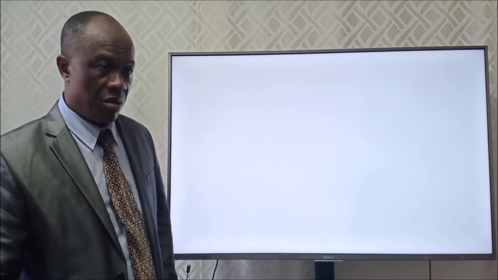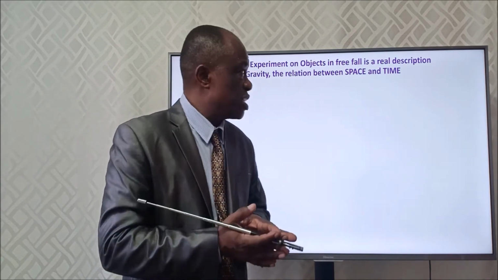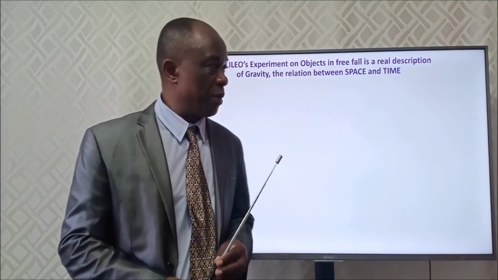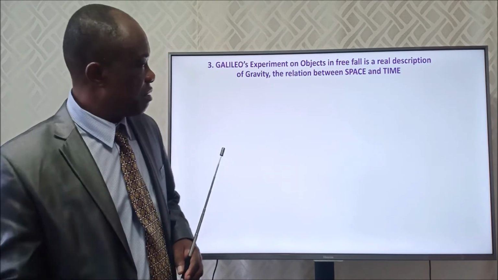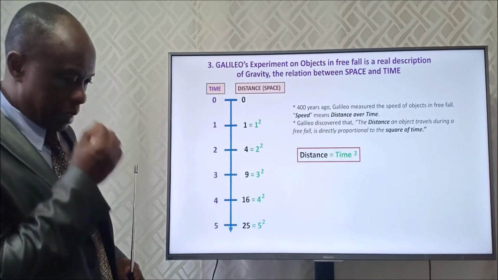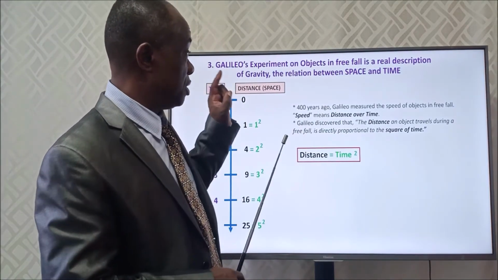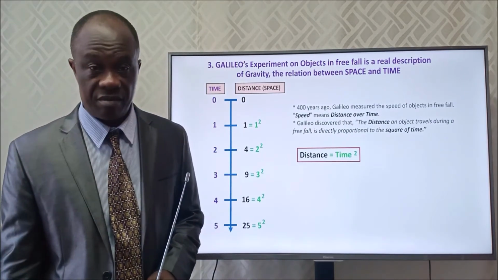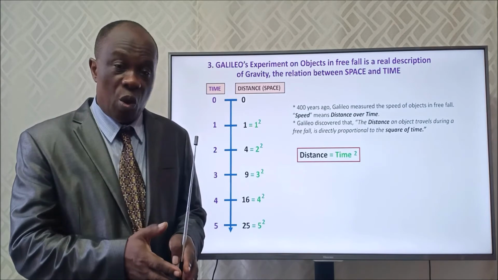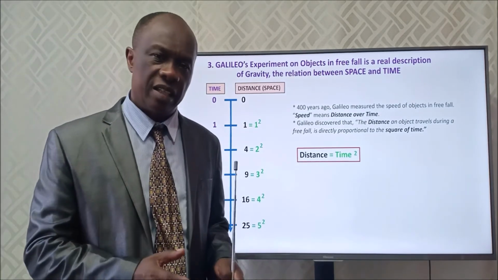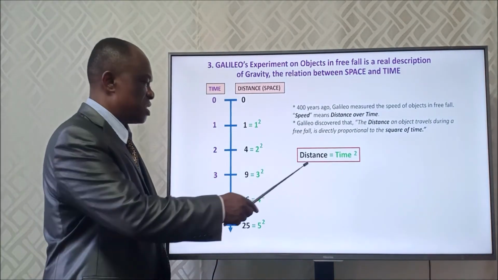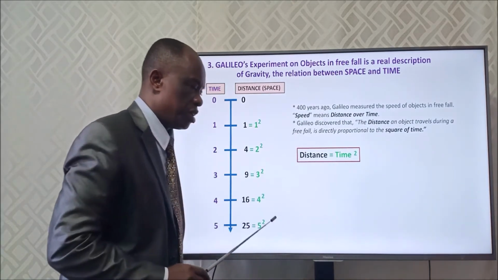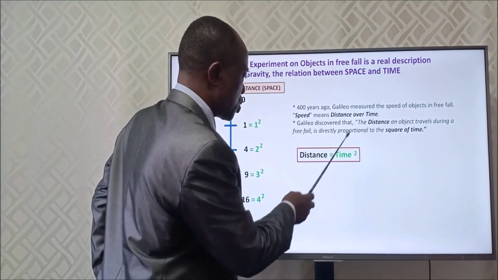Now let's see if there is anything like this in the physics that we have studied already. To begin with, we will go back to Galileo's experiment. Galileo conducted the experiment on objects in free fall because he wanted to know how fast objects in free fall travel. Do they follow a constant speed or does the speed change? So he wanted to verify that. And he found out that the distance an object travels during free fall is directly proportional to the square of time. It means distance equals time square.